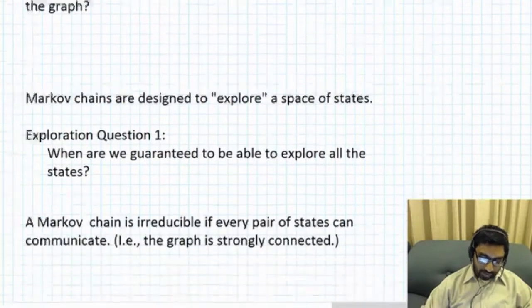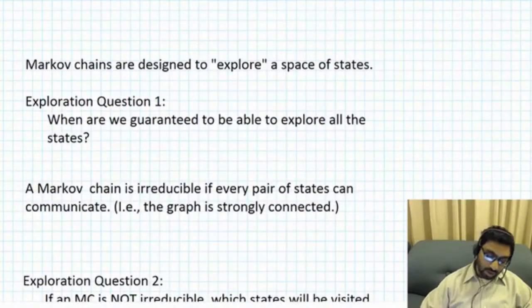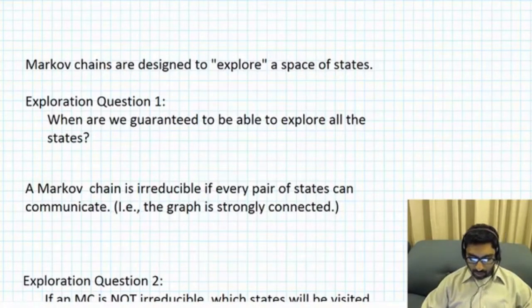With our goal of understanding Markov chains as tools to explore a space of states, let's ask a question. When are we guaranteed to be able to explore all the states? Since the graph is directed, it's easy to construct Markov chains such that some states simply don't get explored, depending on where you start and so forth. So those Markov chains, in some sense, are at least less interesting because you kind of miss parts of the graph.